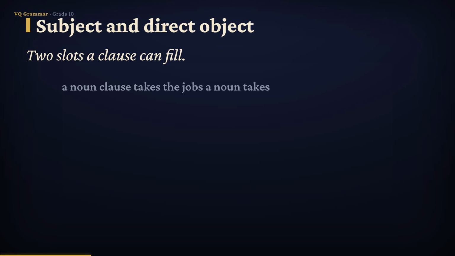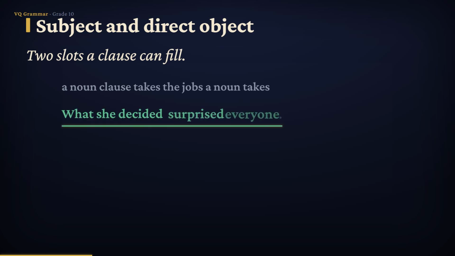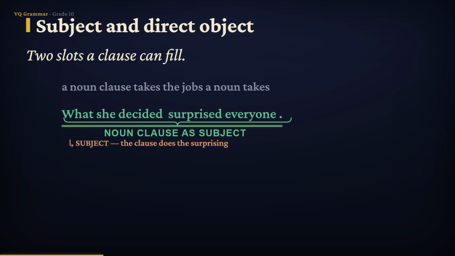Job 1, the subject. What she decided surprised everyone. Ask the subject question. Who or what surprised everyone? Not a person, not a thing. The answer is the whole clause, what she decided. That clause is the subject of the verb surprised.